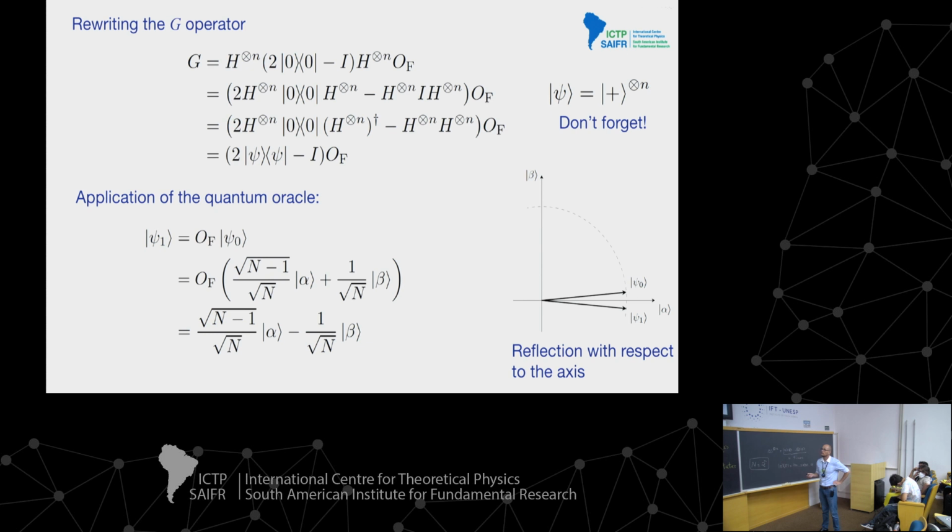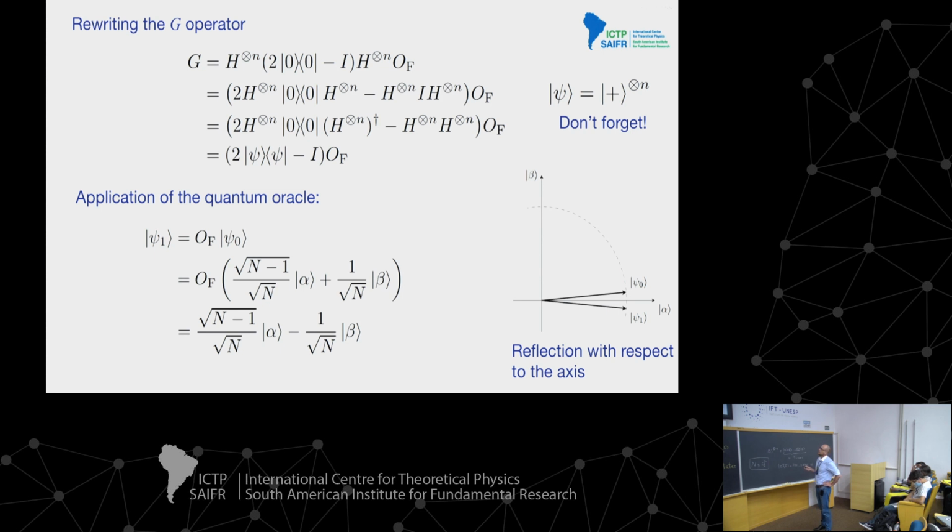Observe that when the oracle acts on this initial state, there's the uniform superposition. But when written in terms of alpha and beta, we observe that beta is the target state, so just a minus sign appears here, right? And you can interpret this in this 2-dimensional plot. In this axis, we find the target state, the vertical one, and in this axis, we find the alpha.